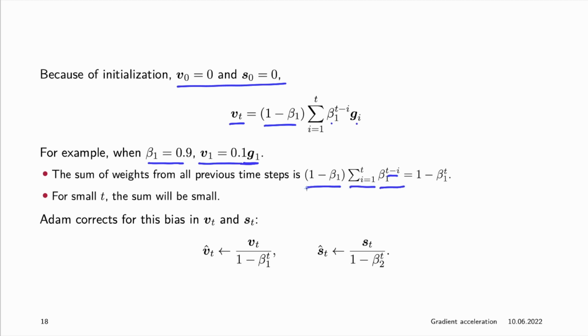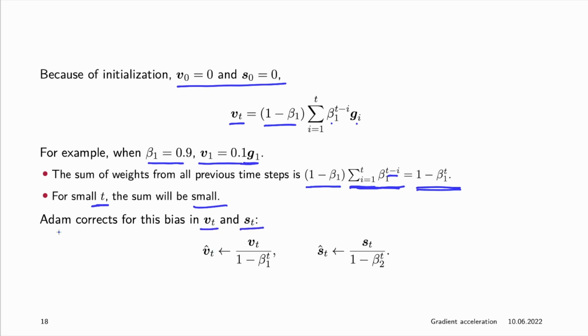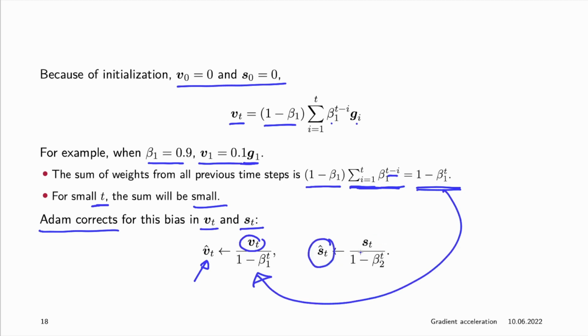Now if we multiply this out, we're basically getting the sum here minus the same sum times beta 1, where if we remove all the duplicate terms in these two sums, we're left with 1 minus beta 1 to the power of t. Thus, for small iterations t, the sum will be small. And this creates a bias in both vt and st, and Adam corrects for this bias by computing an unbiased version, vt hat, as vt divided by 1 minus beta 1 to the power of t, and similarly computes st hat as st divided by 1 minus beta 2 to the power of t, analogous to what we did for v.